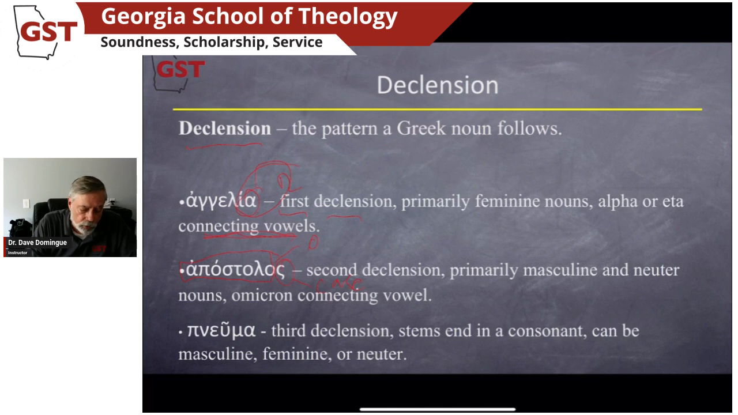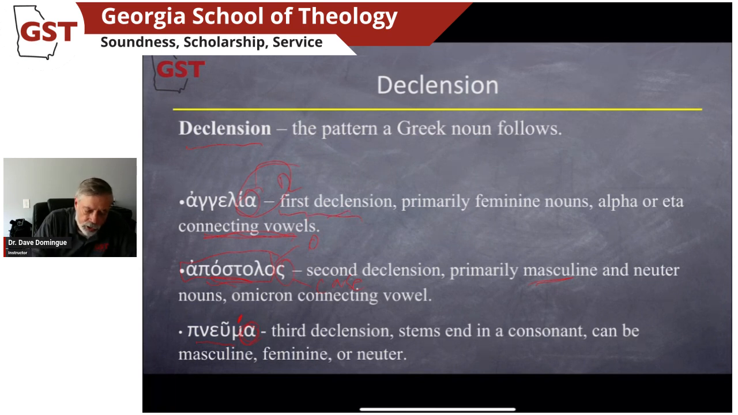In this case, I know it's going to be masculine because this word grammatically is always masculine, so it cannot be neuter. That's a different matter, we'll get to that in a few moments. Pneuma actually has its connecting vowel, but its root ends in a consonant, not a vowel, and so it is a third declension.